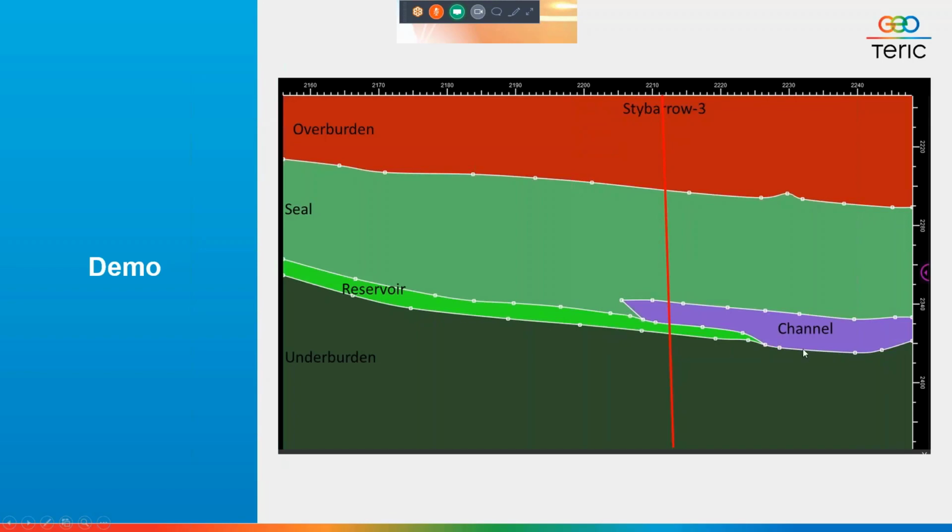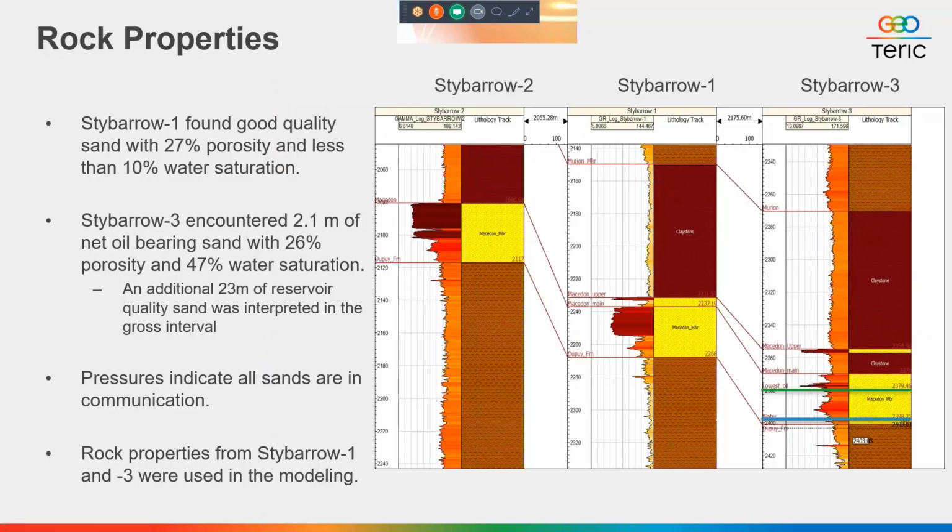The channel was also a challenge. Ideally, again, we would use an analog. Since we don't have any analog or access to one, we came back again to Stivero 3, and that's the top of the channel. So we use that interval from the top of the channel to the base of the top of the sand interval to define the location to take the properties for the channel. All other rock properties were taken from Stivero 1.